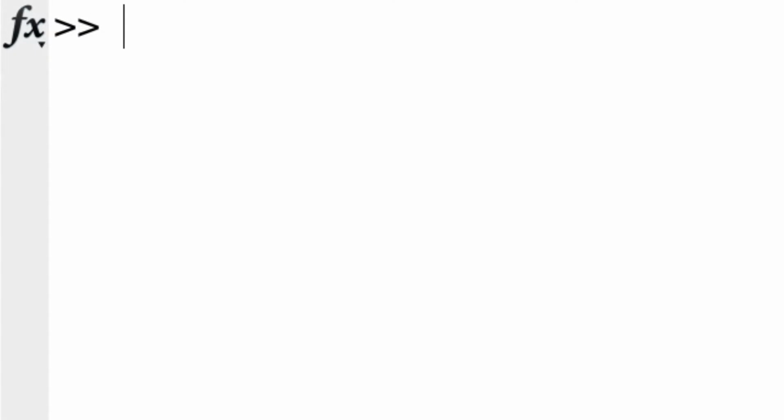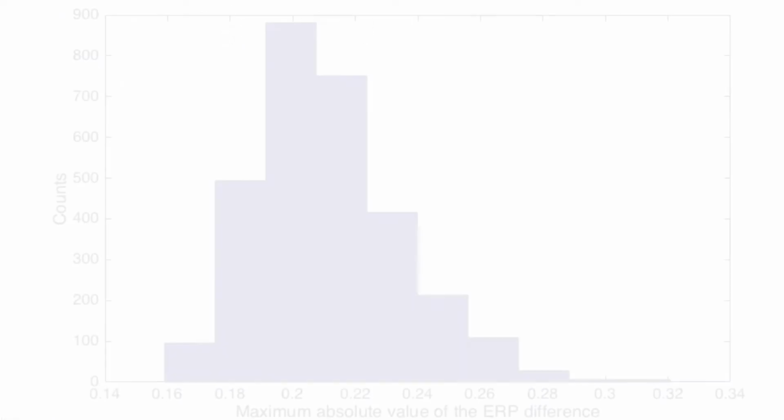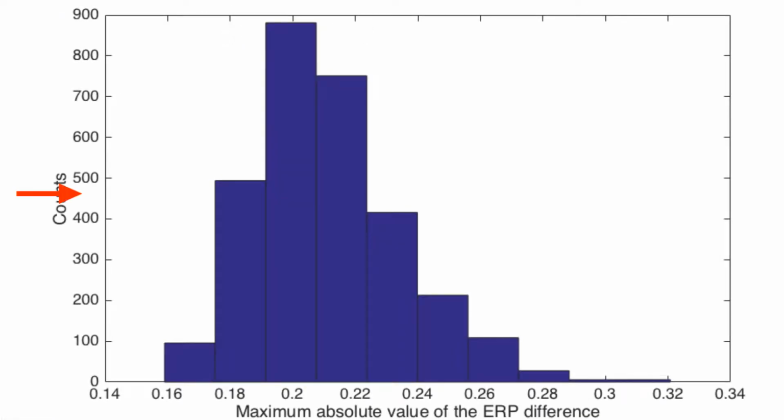To visualize the distribution of bootstrap statistic values, let's make a histogram of stat D. Remember, in the histogram, we showed the number of counts on the vertical axis and the statistic, the maximum absolute value of the ERP difference, on the horizontal axis.